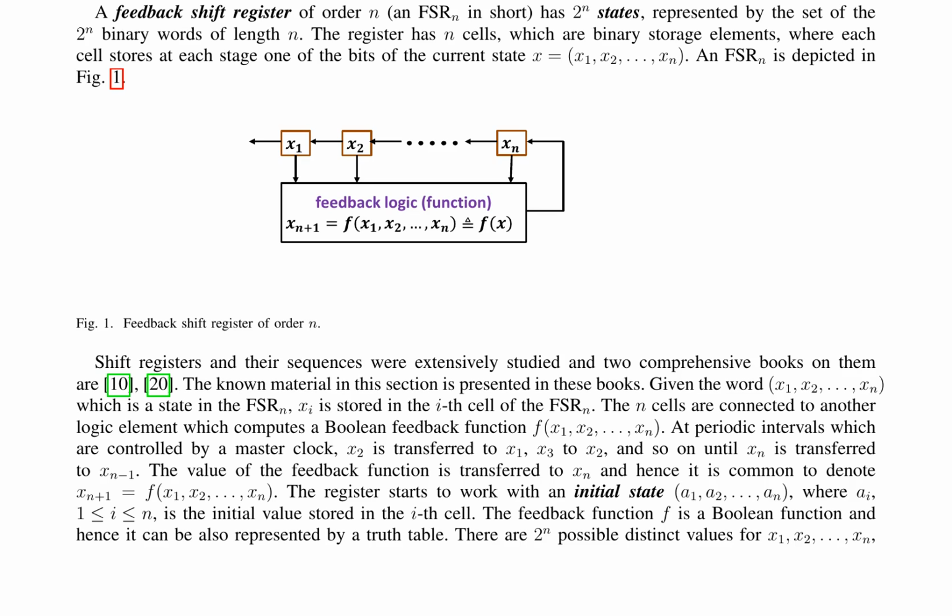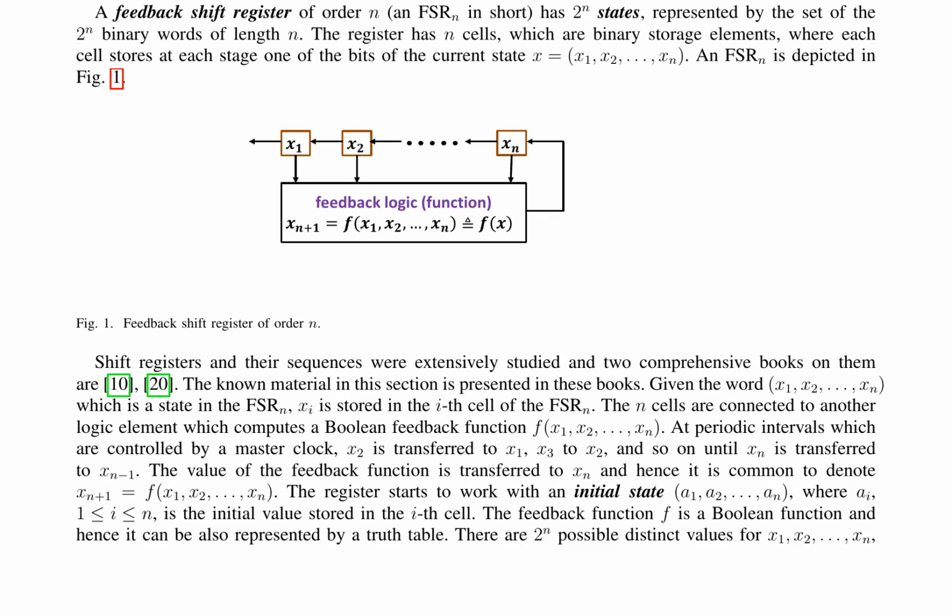The register operates with an initial state, transferring values between cells according to the feedback function at periodic intervals controlled by a master clock. The feedback function can be represented by a truth table, with 2^n possible distinct values for the states of the register.